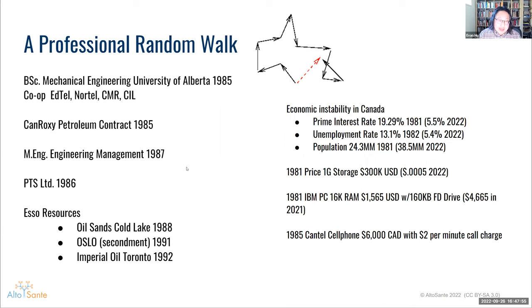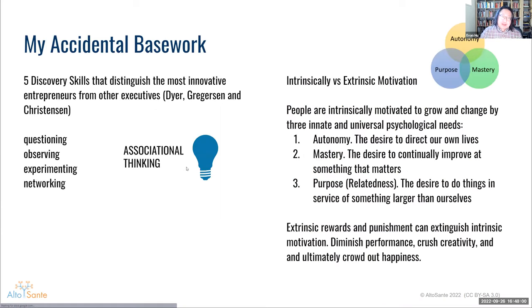So that's the quick run through of that. So I want to talk about something, what happened here. That was over a period of about 6-7 years of working, from age 19 through 31. So about a decade. I call it my accidental base work to be an entrepreneur.